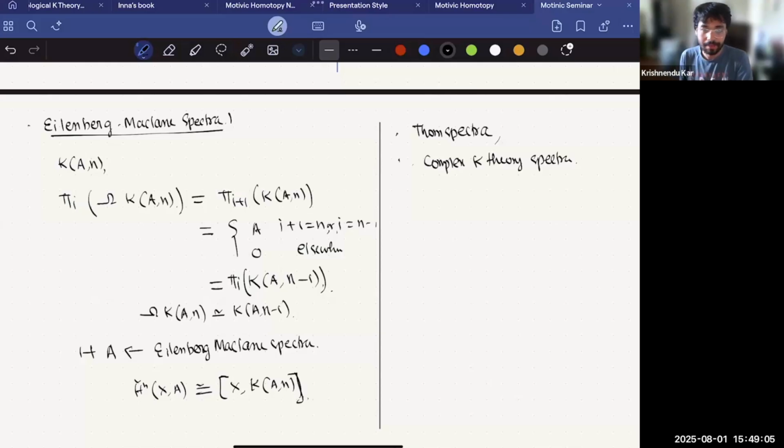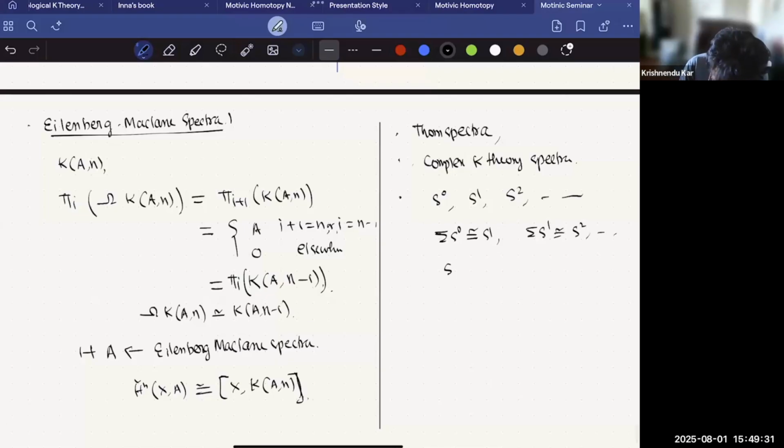All of these are examples. The other example is your suspension spectra that you briefly mentioned. For example, it's a sphere spectra, so your S0, S1, S2, and so on and so forth. Note that here the connecting maps, the structure maps, are your actual isomorphisms. So suspension of S0 is literally isomorphic to S1. Suspension of S1 is isomorphic to your S2, and so on and so forth. These are called suspension spectra.